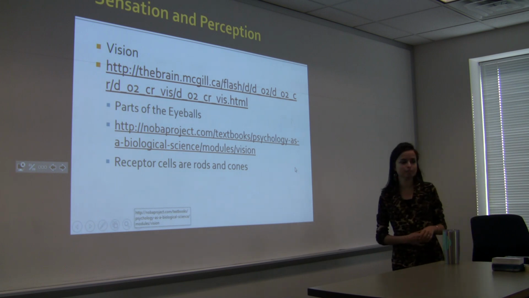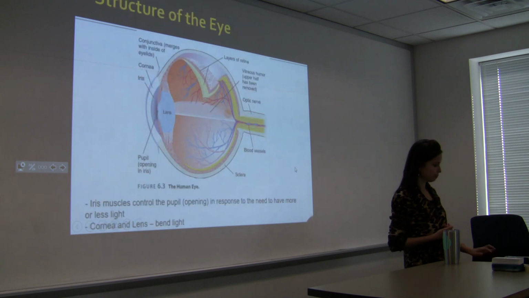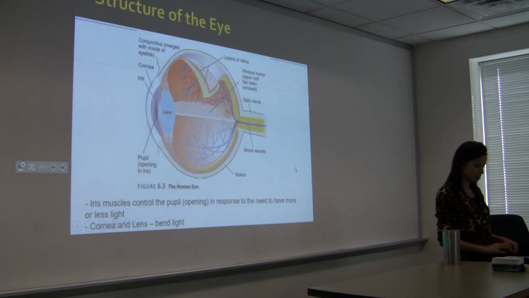These specialized receptors that are located in the back of your eyeball are called rods and cones. And so here's another glorious picture of the eyeball that you can study. So lovely.